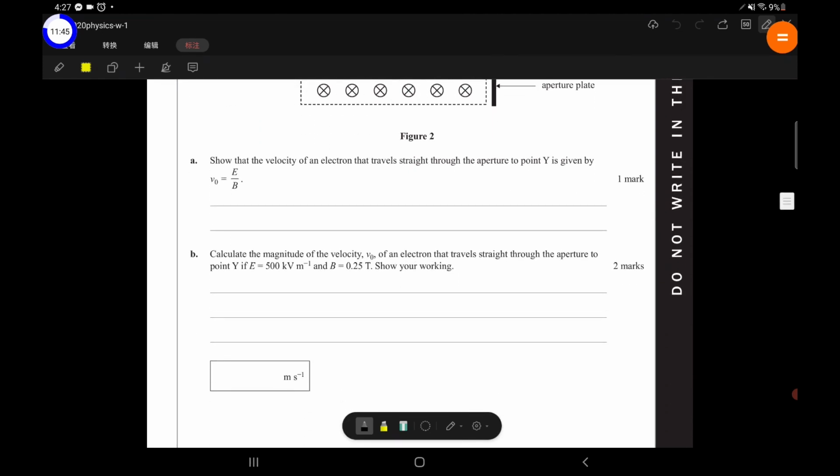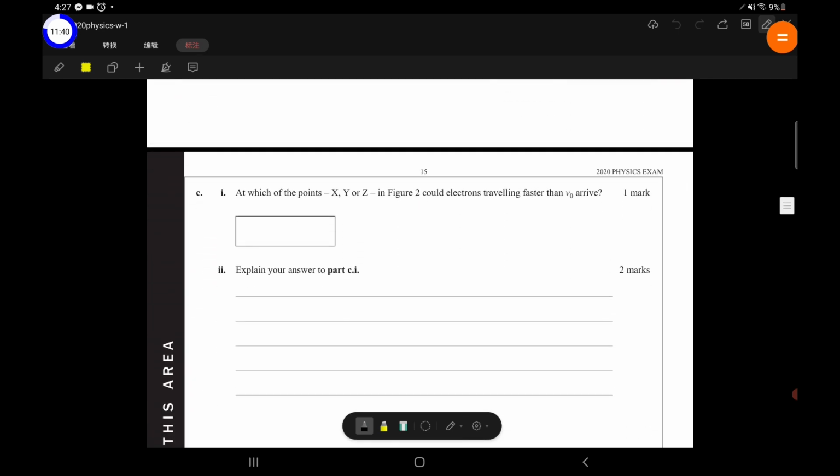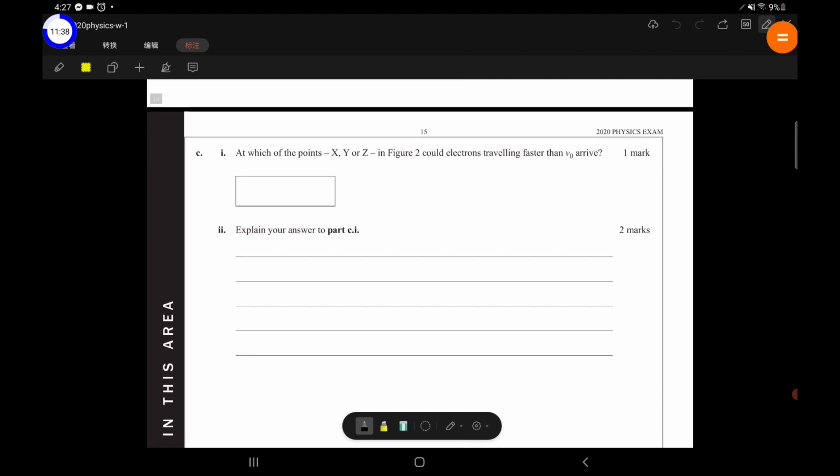So if I have the understanding, I can probably do part B as well, so we can move on to that. Part C, which points could electron travel? Which one could electron travel?